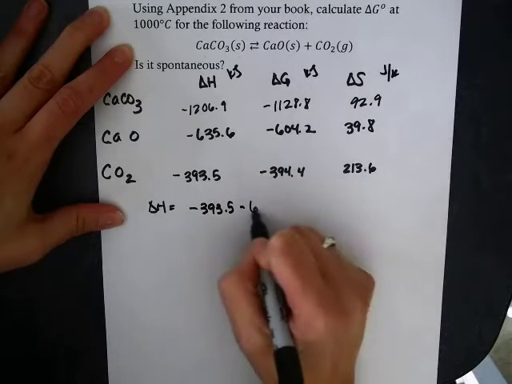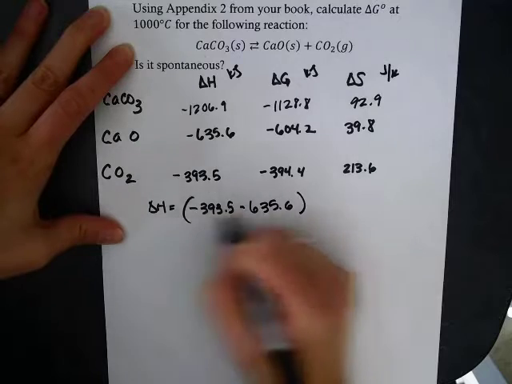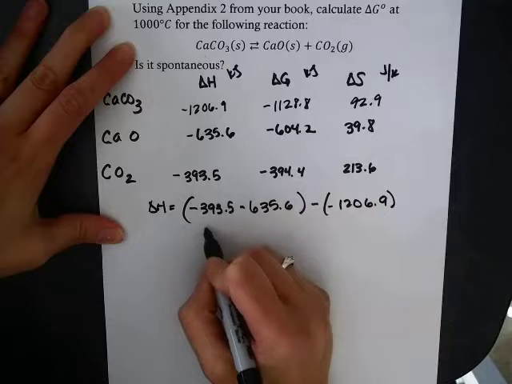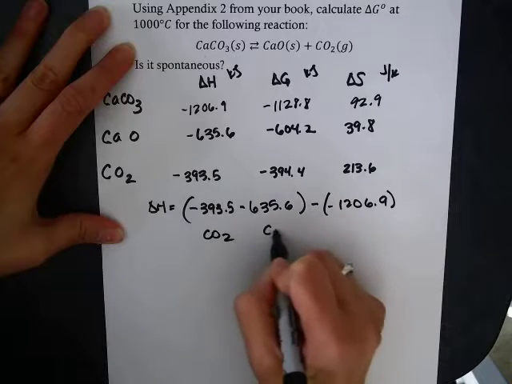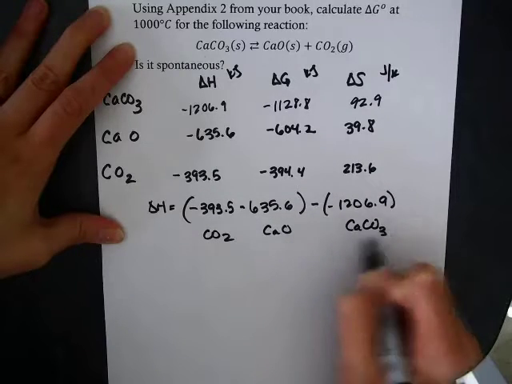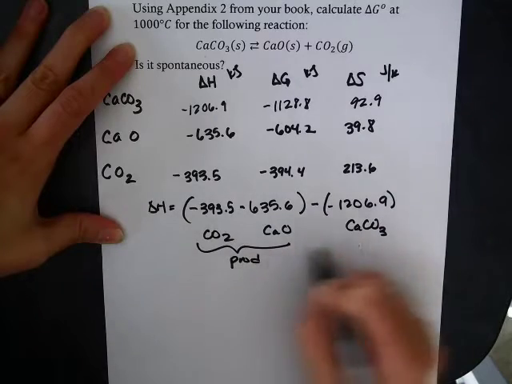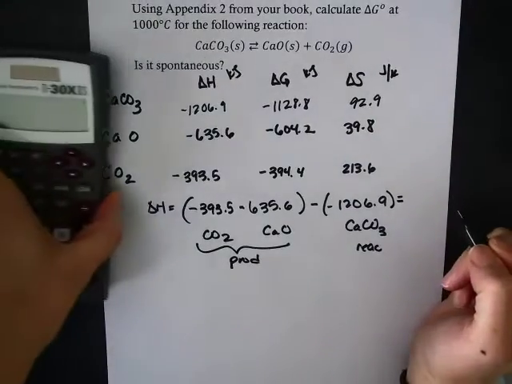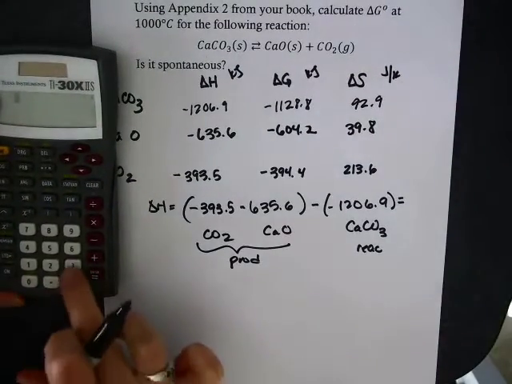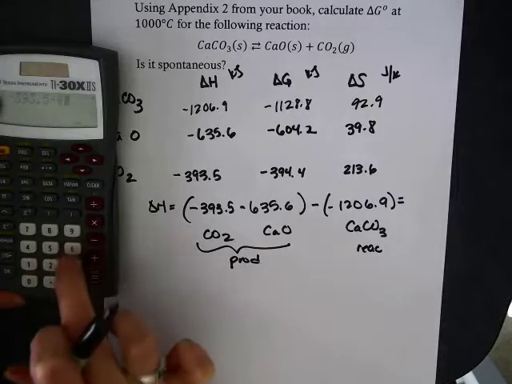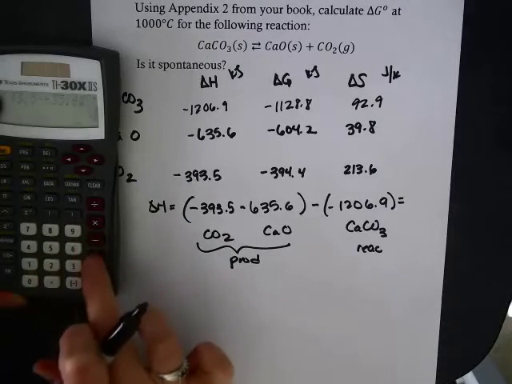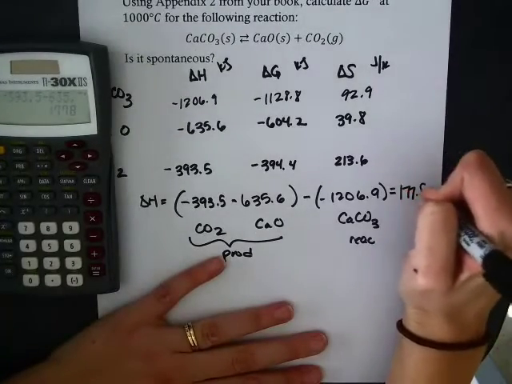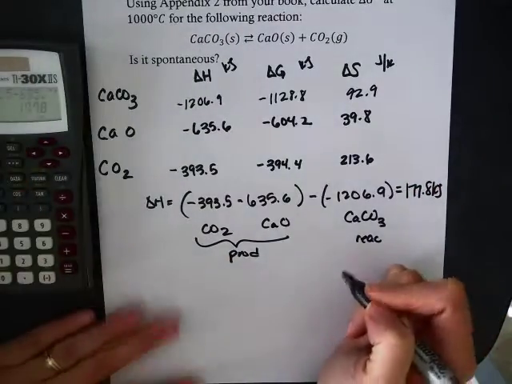All right, so what I'm doing for this is products minus reactants. My products are my CO2 and my calcium oxide, and then my reactant is the calcium carbonate. So we can put that in my calculator. Just be careful with all those signs. And I get 177.8, and that would be kilojoules or kilojoules per mole.